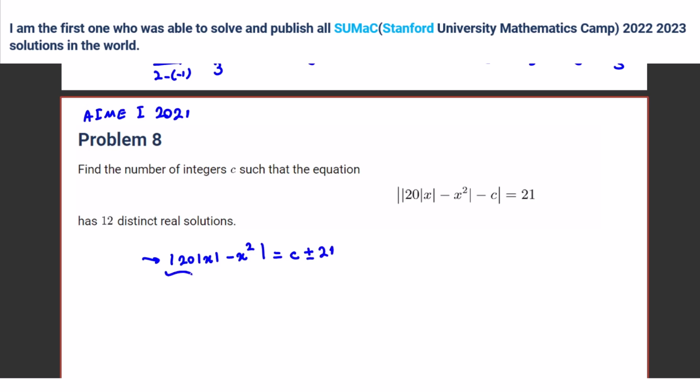Now you can draw this graph. Drawing this graph is not hard. It's not easy, but it's not so hard. So you can draw this one, and then you should have 12 distinct real solutions. For C an integer, you should see for which C's they have 12 intersections. Now try from this part. Want more hint or is that enough? The only thing is that you should draw this graph.